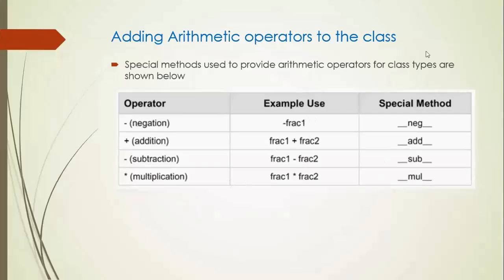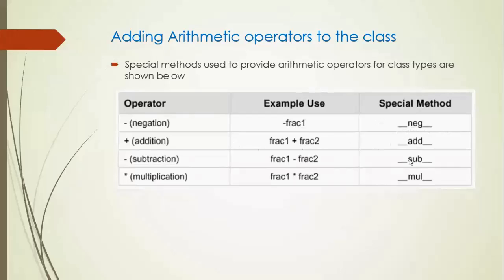See here, a minus operation, that is a negation operation, is performed on an object, then it is going to call a special method that needs to be defined in the class. For example, this frac1 is an object of a fraction class, then the fraction class should contain this special method, underscore underscore neg underscore underscore.